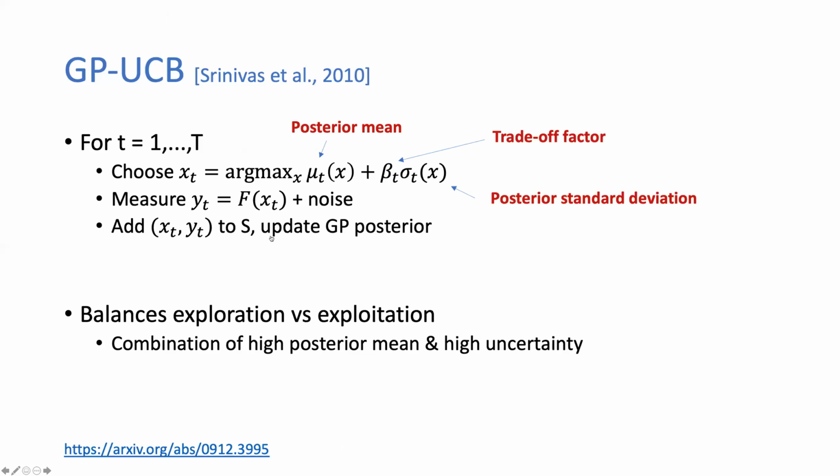It chooses an x to run an experiment on that balances between what it thinks on average is the best, which is mu sub t, versus what it's most uncertain about, which is the standard deviation. This is a way for it to balance exploration versus exploitation. So in other words, the x that it chooses at every time step is some combination of both having high expectation and high uncertainty. Whichever one has the highest combination of the two is the one that's chosen.